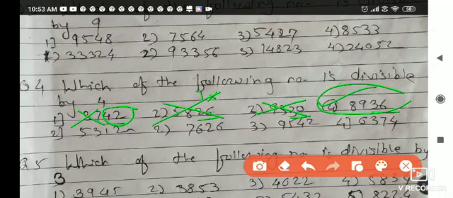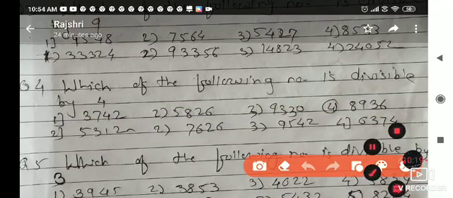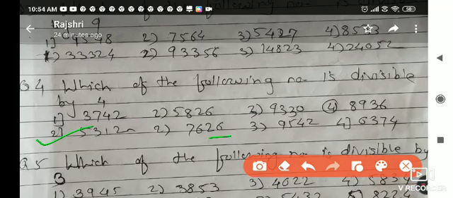Next it is 5312. 4 ones are 4, 4 twos are 8, and 4 threes are 12. So this number is divisible by 4. 26, as I told you, is not divisible by 4. 42 is also not divisible by 4, and at last 74 is also not divisible by 4, and that's why these numbers are not divisible by 4.